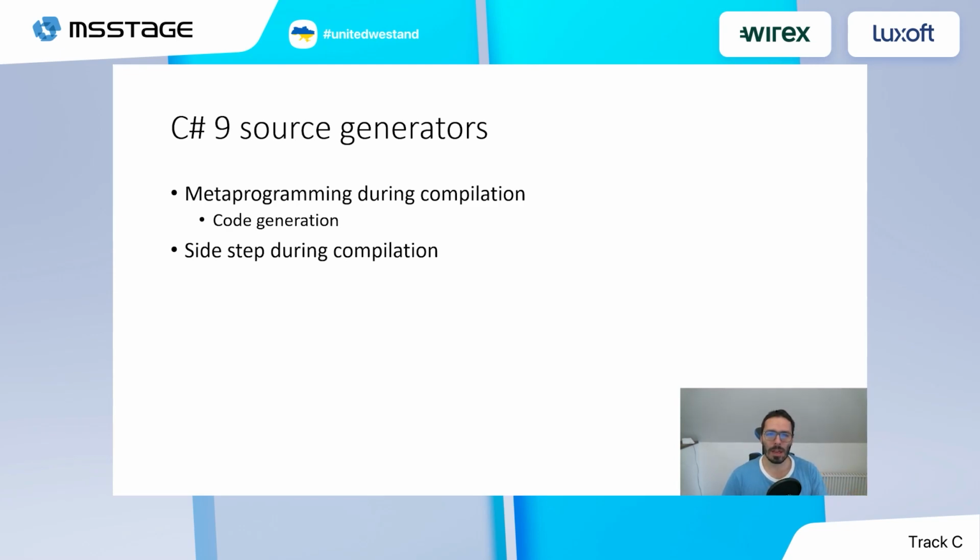So what we can think about source generators is that it's a kind of metaprogramming during the compilation. It's some kind of code generation during the compilation. What I mean by that is that as your code is compiling, some extra process is started, and that allows you to generate extra code, and this code will be included in the compilation.